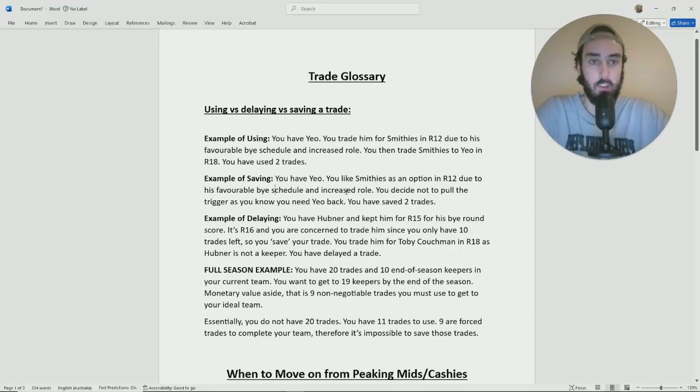Then an example of saving a trade using the same two players. You have Yo, you like Smithies as an option in round 12 due to the same reasons, but you decide not to pull the trigger because you know you need Yo back eventually and you don't want to use two trades on that. So you saved two trades essentially, because you could have done scenario A where you got a favourable buy schedule guy by trading out a keeper and then brought that keeper back in because you need him for the end of the season. So that's a pretty clear example of how you've saved two trades there. That's how most people view trading, which is fair enough. That is as clear as day.